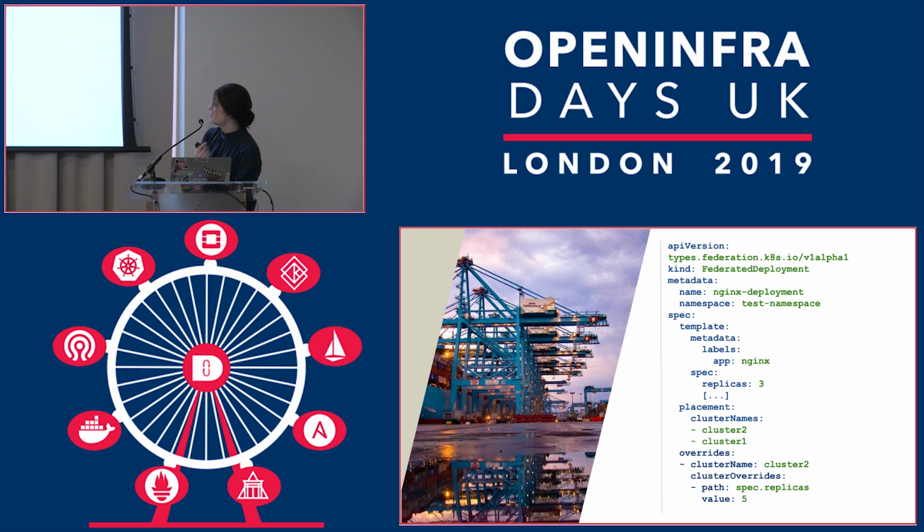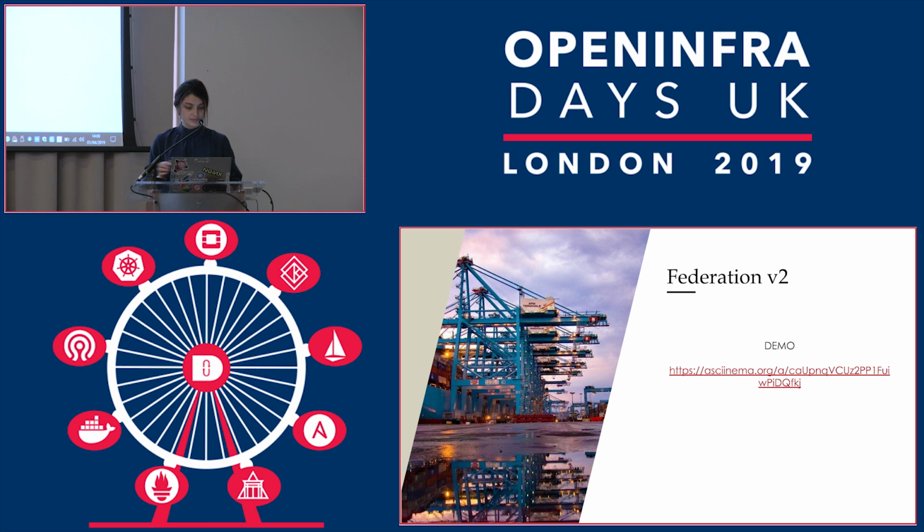If you look at a definition, here we have a federated deployment. The spec itself is going to be very similar to the deployment. So we say we have some labels and selectors. Here we say we want 3 replicas for an Nginx application. In the placement section, we say that we want it in 2 clusters, cluster 1 and 2. However, in the override section, we say we want 5 replicas in cluster 2 rather than 3 as in cluster 1. So I think this is what I'm going to demonstrate at the moment.